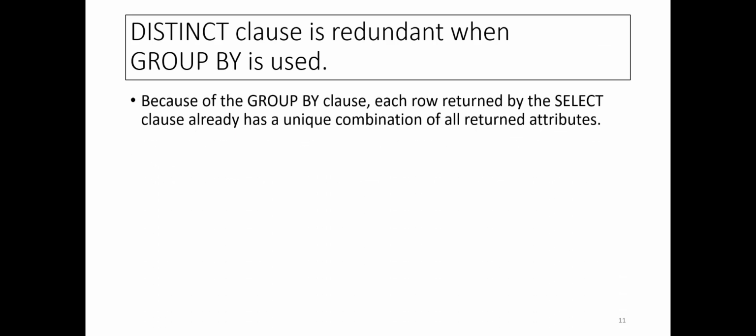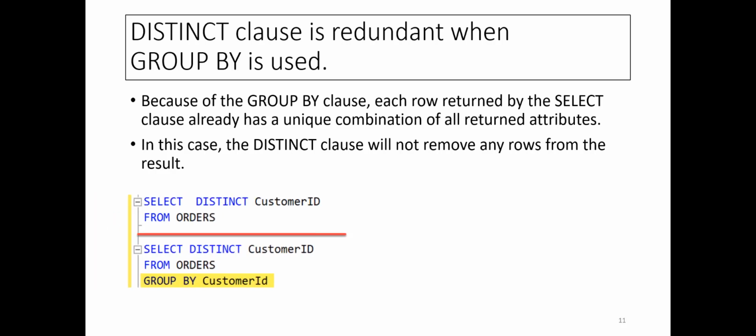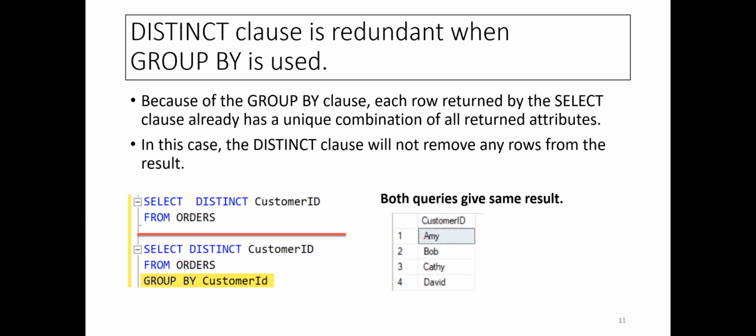Here's another observation. The distinct clause is redundant when group by is used. Group by ensures that each row returned by the select clause already has a unique combination of all returned attributes. The distinct clause will not remove any rows from the result.